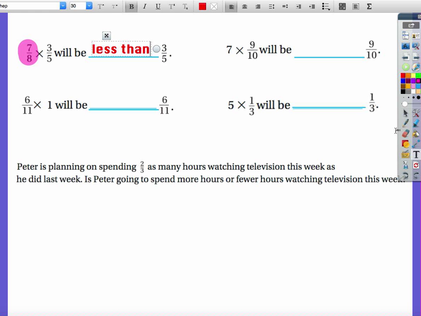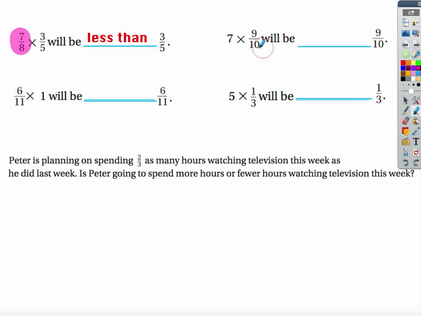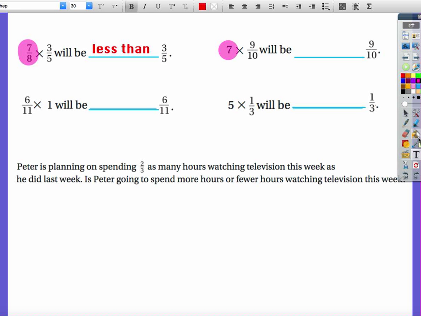So in this case, 7/8 times 3/5 is going to be less than 3/5 because you're multiplying by something smaller than 1. In the next case here, we have 7 times 9/10 will be either greater than, less than, or equal to 9/10. So let's see what they're multiplying 9/10 by. This time they're multiplying by a whole number, 7. Well, 7's quite a bit bigger than 1 whole. So if I multiply 9/10 times something bigger than 1, then my answer is going to be greater than 9/10.